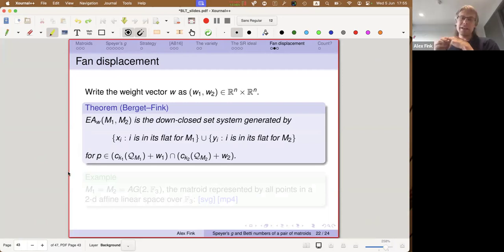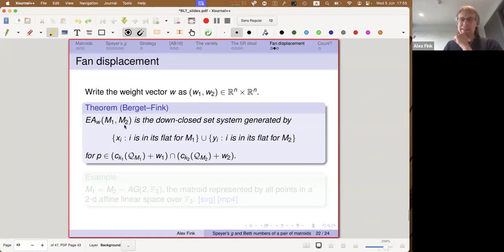Well, if you do this, you have a formula in the cohomology of the tridehedral variety relating the total Chern polynomials of these Qs to the omega invariant. I showed that briefly on a previous slide. But if you use the fan displacement rule to generate them, and the displacement is your arbitrary weight vector W, you actually get a very concrete description of the simplicial complex.